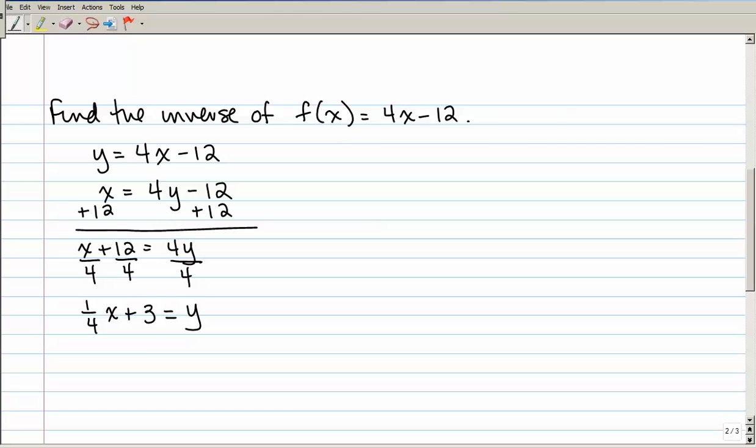And let's flip that around the equal sign so it looks like it's in slope-intercept form. y equals 1/4 x plus 3. And then my last step is to write it in function notation and use my notation that looks like f to the negative 1 power of x, but it's actually the inverse of f of x, equals 1/4 x plus 3.